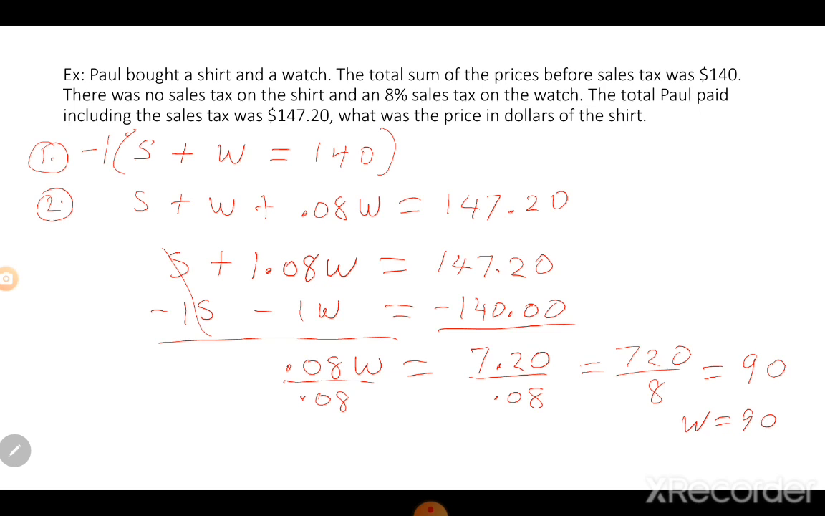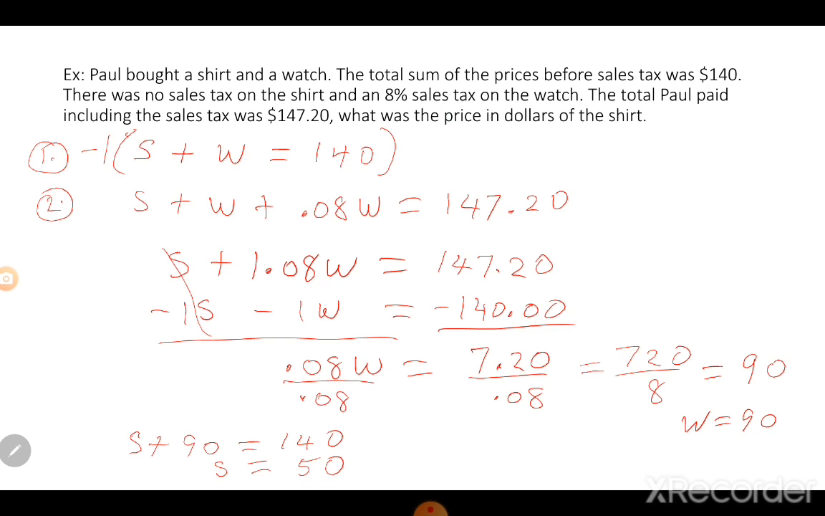But we know that the shirt plus the watch costs $140. So the shirt plus the watch, which is 90, must equal $140. Well, subtracting $90 from both sides gives us the shirt costs $50, right? And that's what they asked for. What was the price of the shirt?